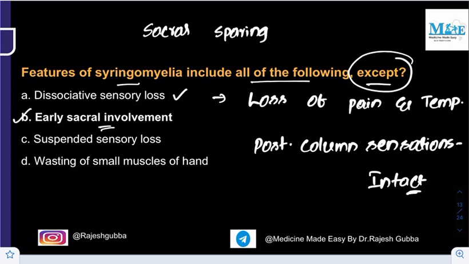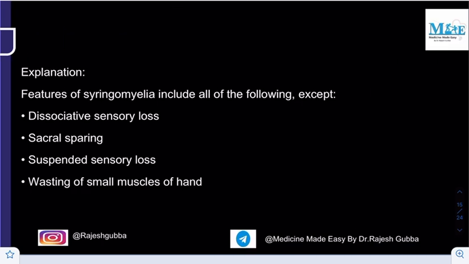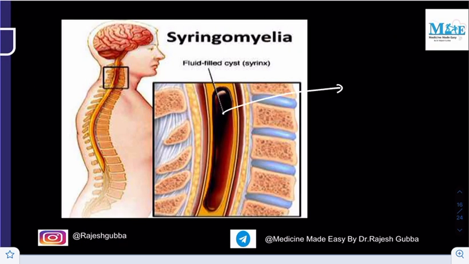And third important is they will have suspended sensory loss. That is nothing but your dissociative anesthesia. And there will also be wasting of the small muscles of the hand. And what exactly is syringomyelia? It is the fluid-filled cavity within the central part of the spinal cord.